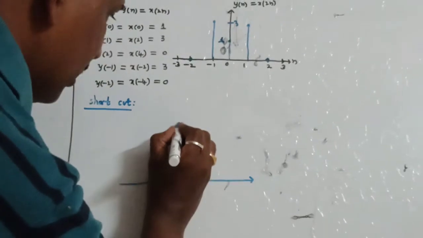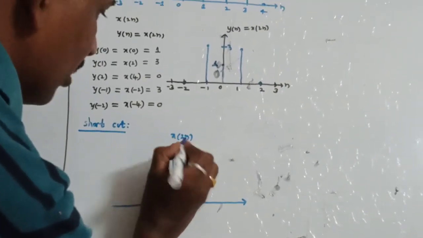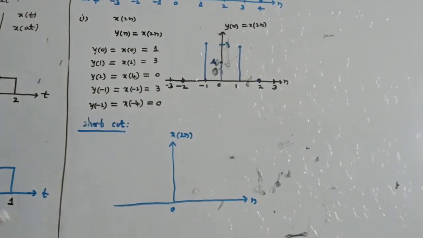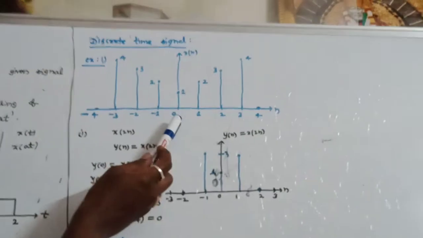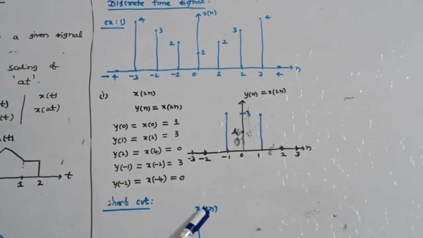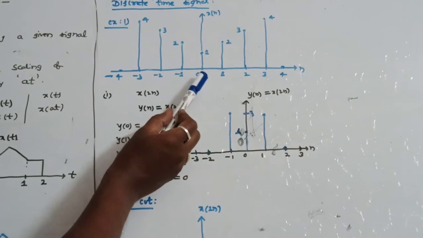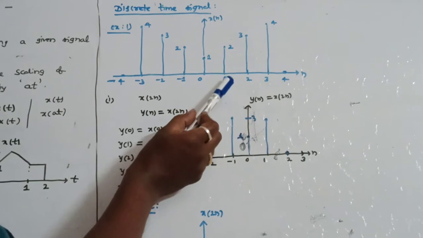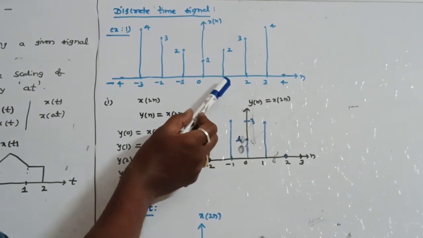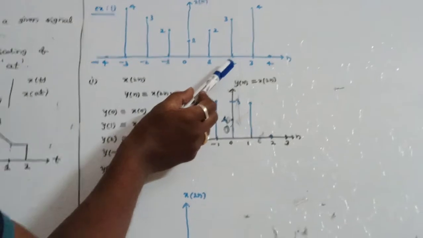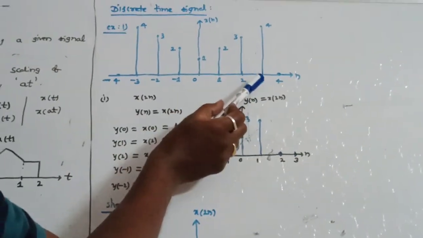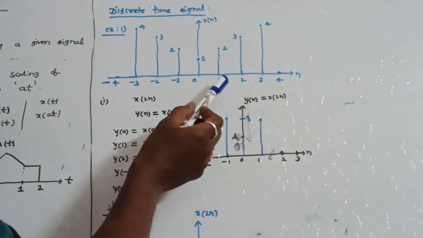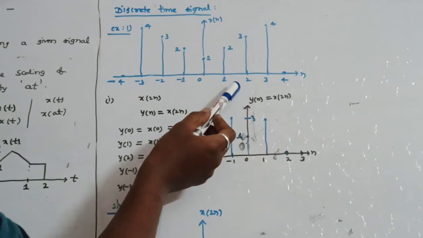First, this is x of 2n versus n. This is 0. So what we will do is divide each sample by 2, because it is x of 2n. Divide each sample by 2, 0 by 2. So this sample will remain. Whenever a fraction comes, remove that sample. For example, 1 by 2 is 0.5. Because n is an integer, remove this sample. 2 by 2 is 1, so this sample will remain. 3 by 2 is 1.5, remove this sample. So wherever the integer comes, keep that sample. Wherever the fraction comes, remove that sample.